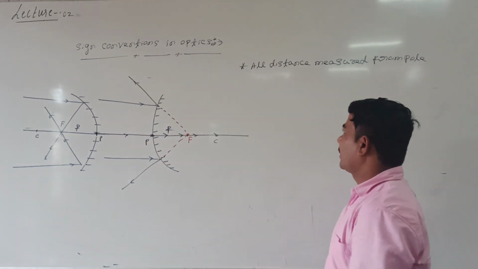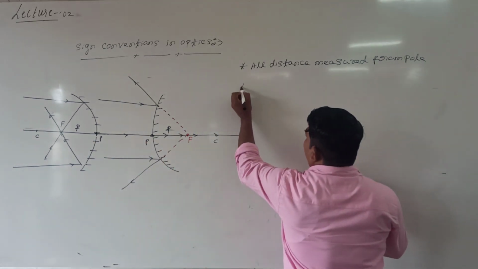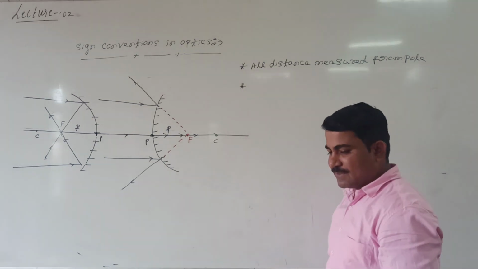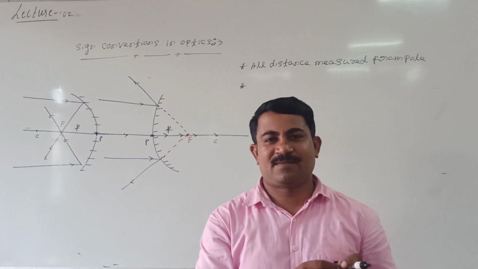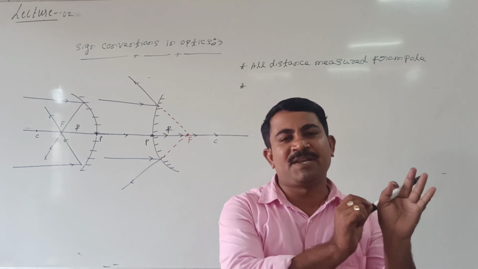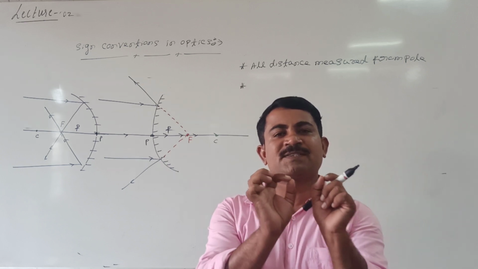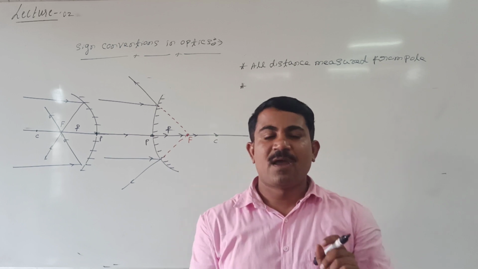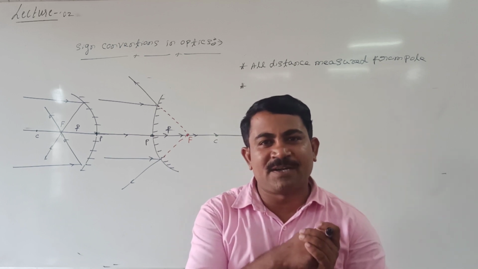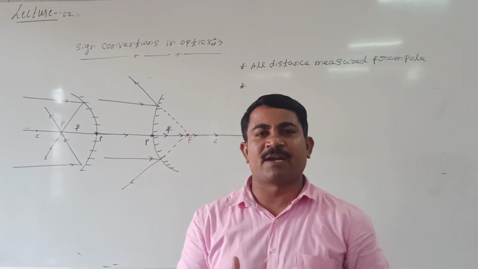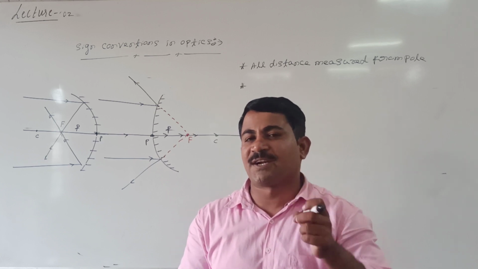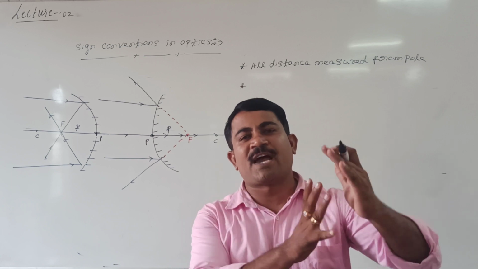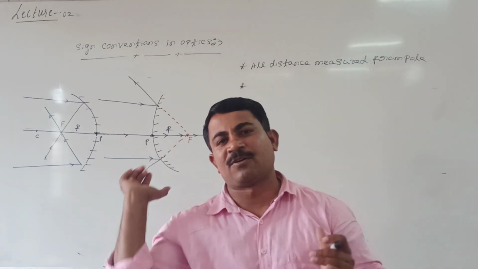The second one is along the direction of incident ray. Along the direction of incident ray, all distances are taken to be positive. Opposite to the direction of incident ray, all distances are taken to be negative.